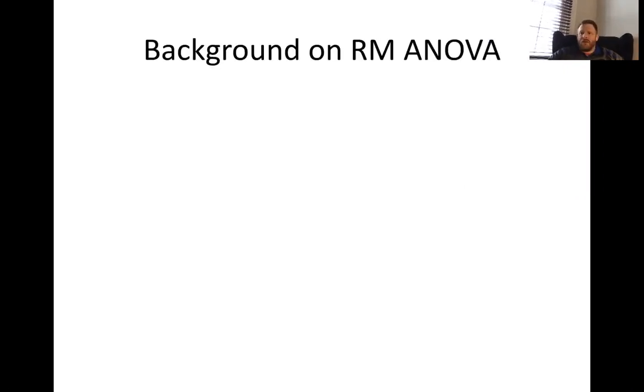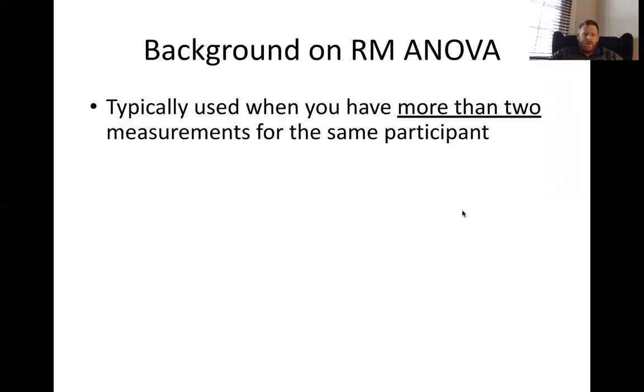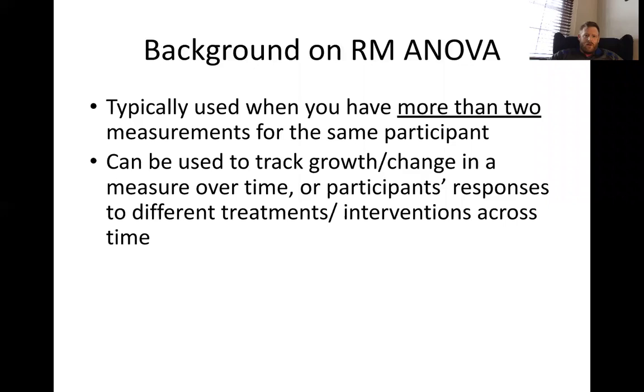All right, so a little background on repeated measures ANOVA. Typically, you would use a repeated measures ANOVA when you have more than two measurements for the same participant. More than two being the key word here. If you only have two measures for a participant, then an ANCOVA is probably your best bet to look for change over time, assuming you have some sort of categorical variable that you're also looking at, like a treatment or a grouping or something like that.